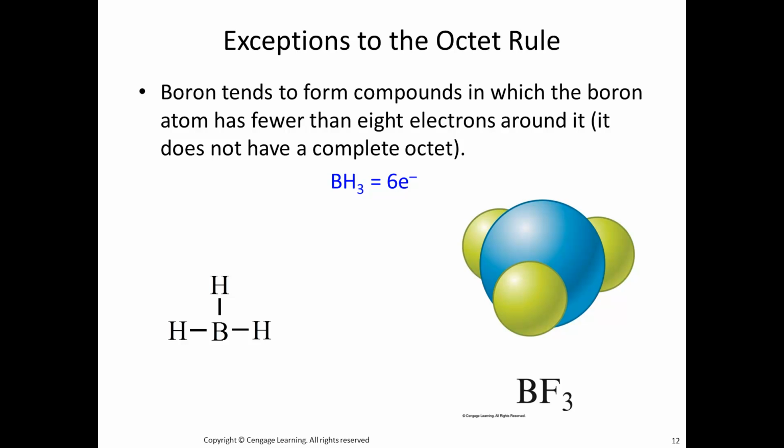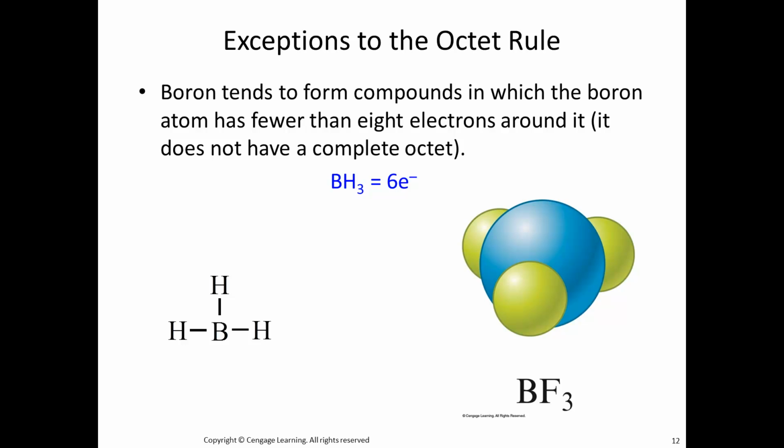So now let's examine some exceptions to the octet rule. If we look at boron, boron tends to form compounds in which the boron atom has fewer than 8 electrons around it. It oftentimes does not have a complete octet. It only has 6 electrons surrounding it. Boron likes to be electron deficient. It's an excellent Lewis acid.